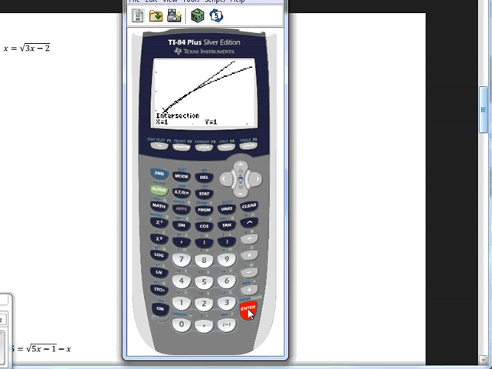Okay? So sometimes the calculators can be a little fussy. If you're having trouble, zoom into the area you're really focused on. I use zoom box. Some people like to use zoom in, but get it zoomed so you can see where they cross. And then try your second, calculate, intersect again.